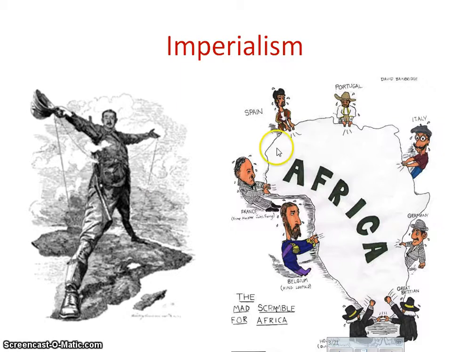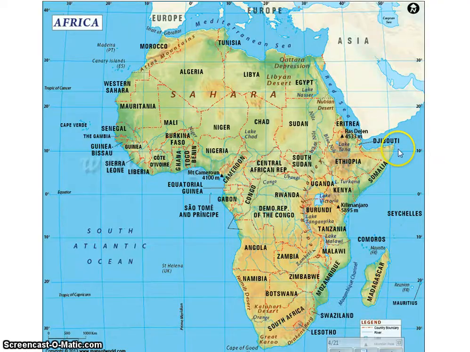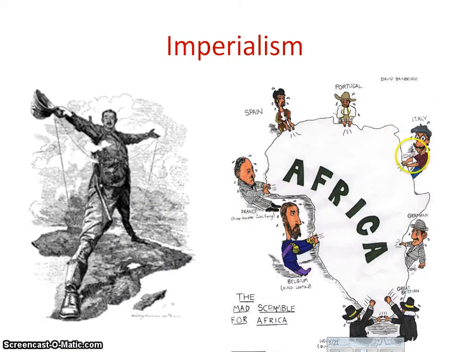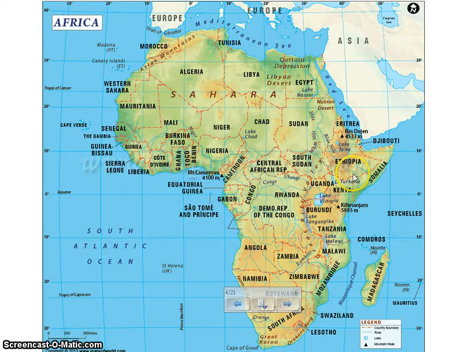So if you see here, we have this map of Africa, and around this map, we see all sorts of different countries competing. We have Italy, Portugal, Spain, France, Belgium, Great Britain, and the last one is Holland, okay? And actually all of these countries end up taking over a good part of different parts of Africa. So here we have a picture of Africa.